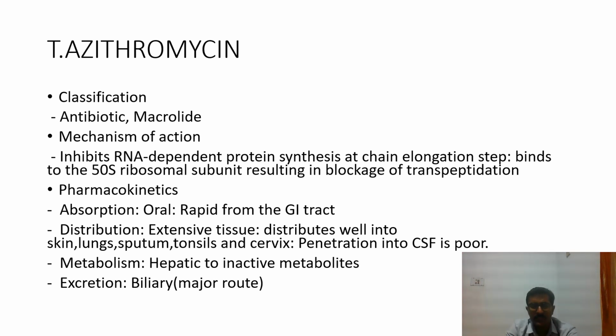Pharmacokinetics: usually absorption is rapid from the GI tract when consumed orally. Distribution: it is extensively distributed in tissues, including the skin, lungs, sputum, tonsils, and cervix. Penetration into the CSF is poor, however. Metabolism is hepatic, usually to inactive metabolites, and the major route of excretion is biliary.